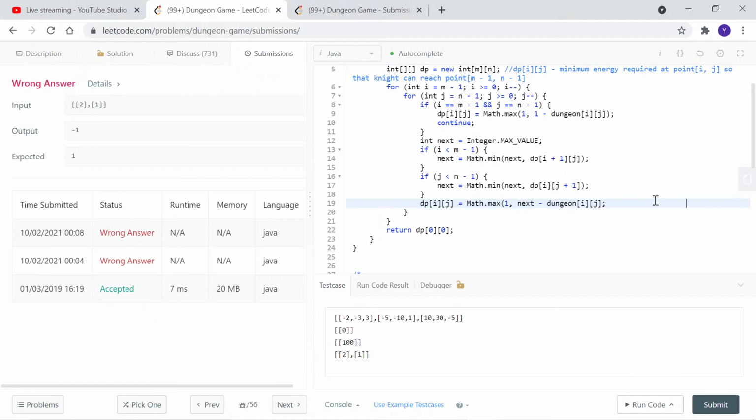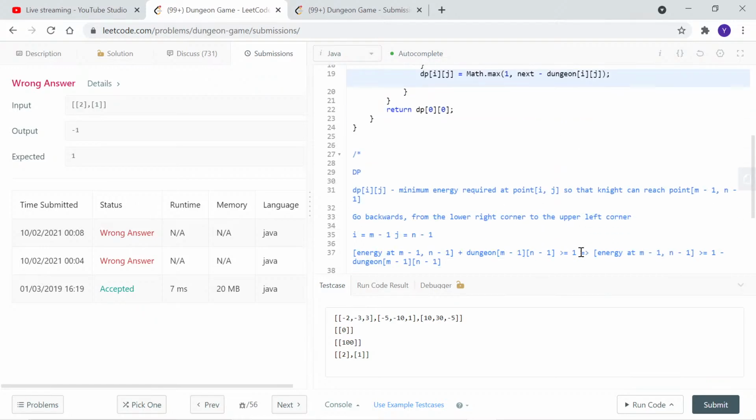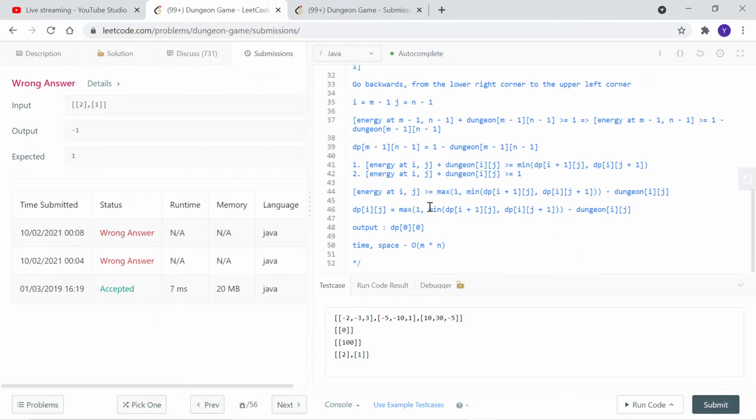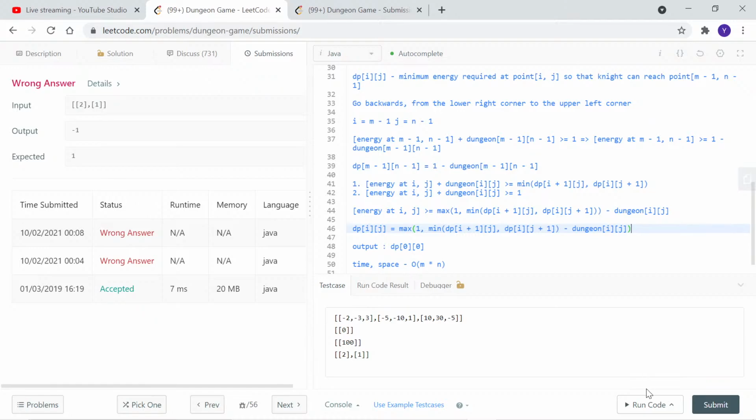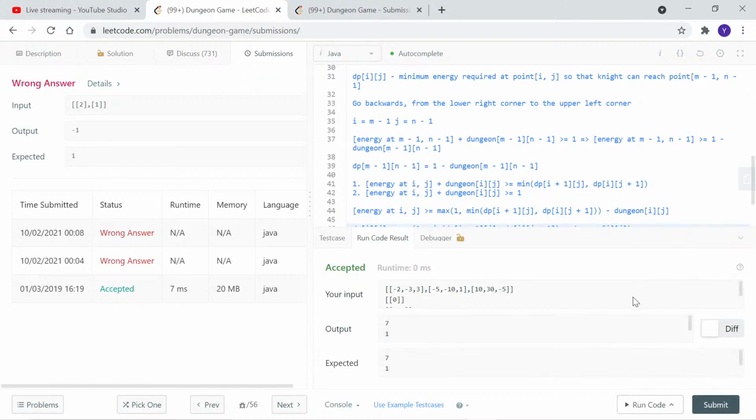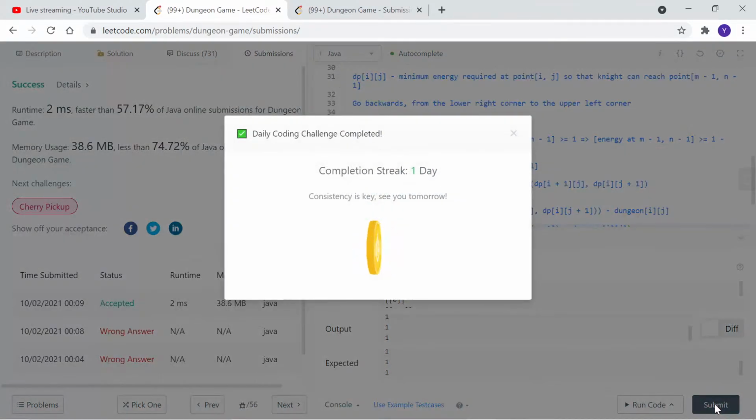Okay, maybe it shouldn't be that. It should be 1 minus next minus dungeon. So this equation was a little wrong. Yeah, let's check.